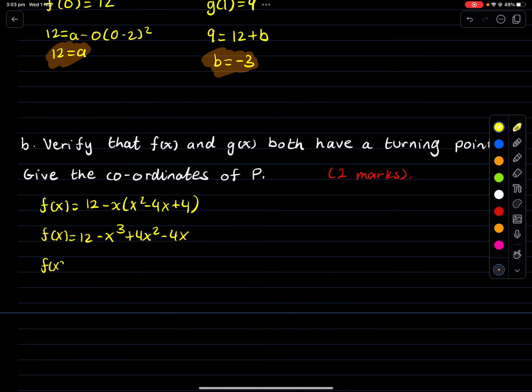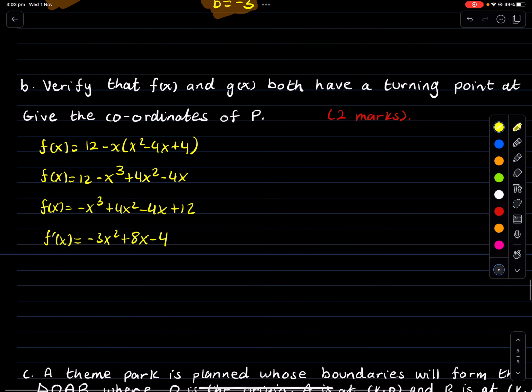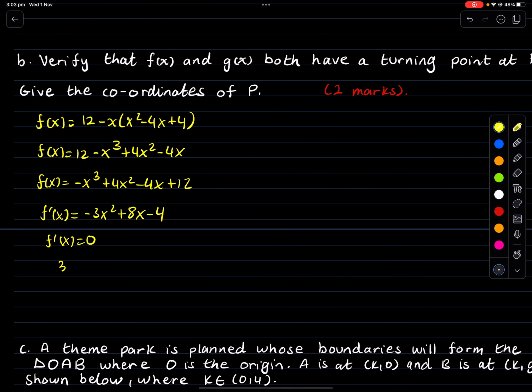So f of x is negative x cubed plus 4x squared minus 4x plus 12. So your f dash of x is just negative 3x squared plus 8x minus 4. We want f dash of x to equal 0 to find the turning point. That will give us 3x squared minus 8x plus 4 equals 0.